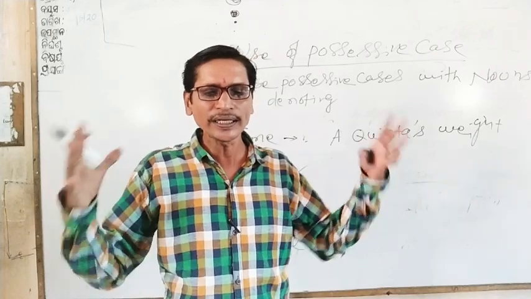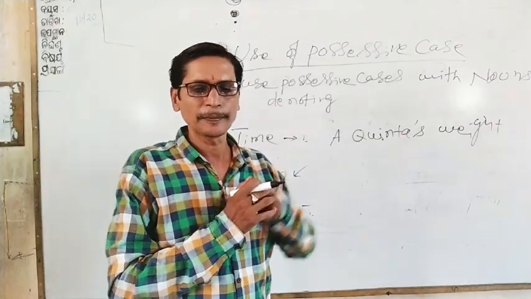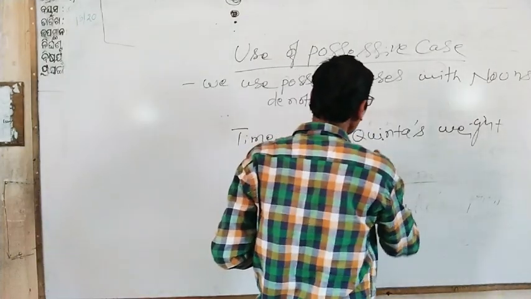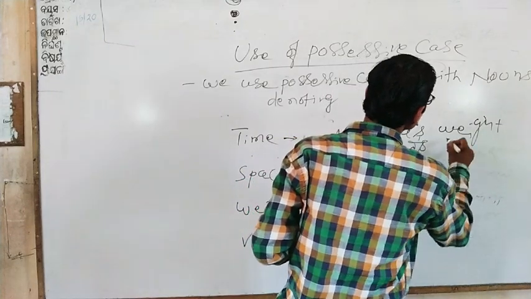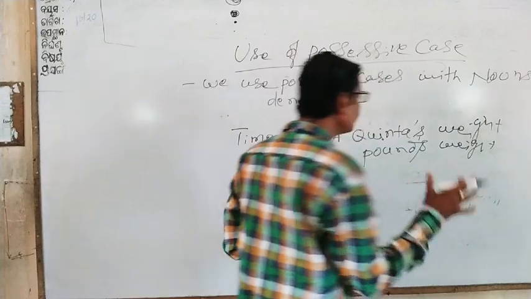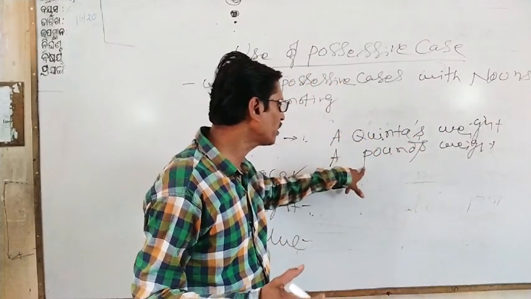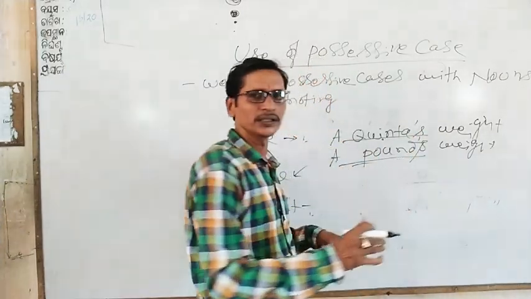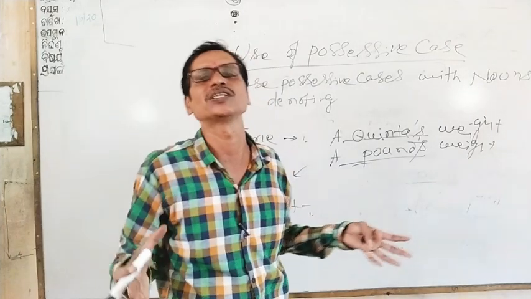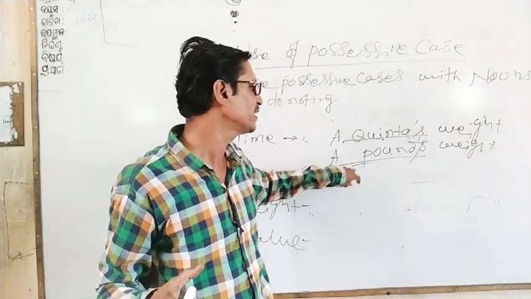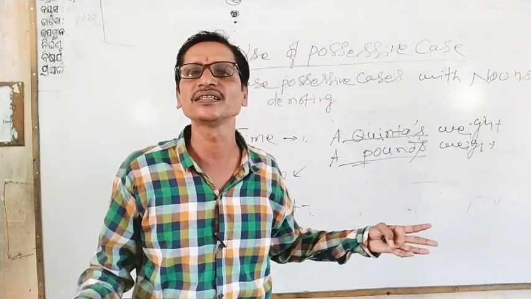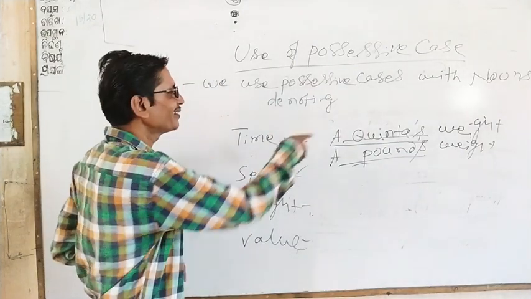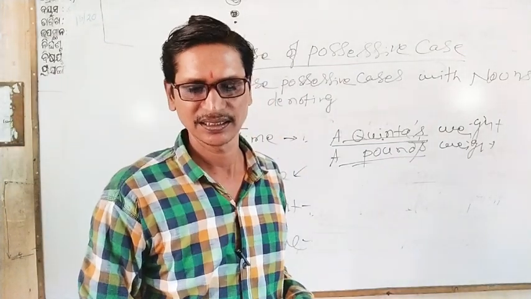What is it called? A quintal's weight, or a pound's weight, you can say. When we are talking about pound's weight, we are talking about the measurement over here. Pound is a kind just like quintal. A pound is also a unit of measurement. Therefore, here we can say the pound's weight, a quintal's weight. In this case, these nouns, those who are denoting the weight, use possessive case.